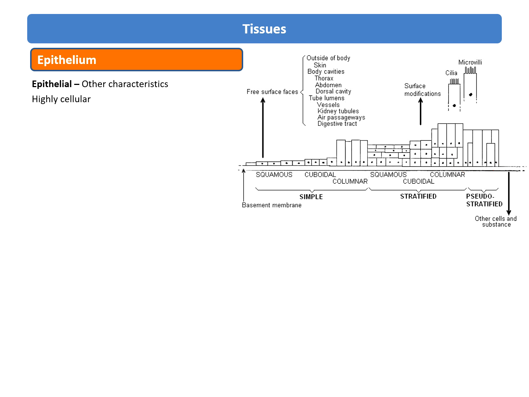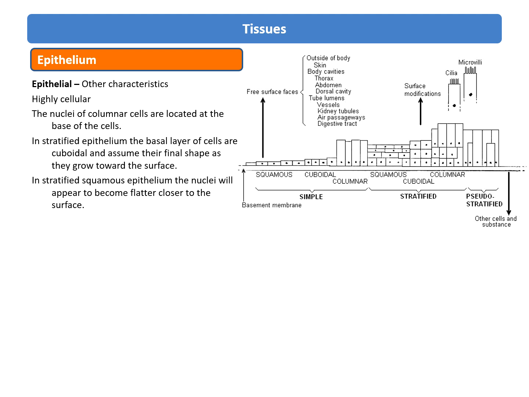Other characteristics of epithelial cells include they are highly cellular. The nuclei of columnar cells are located at the base of the cells. In stratified epithelium, the basal layer of cells are cuboidal and assume their final shape as they grow out toward the surface. Here, for example, cuboidal at the base, flat at the surface. Or these, cuboidal at the base, columnar at the surface. In stratified squamous epithelium, the nucleus often becomes flatter, closer to the surface.